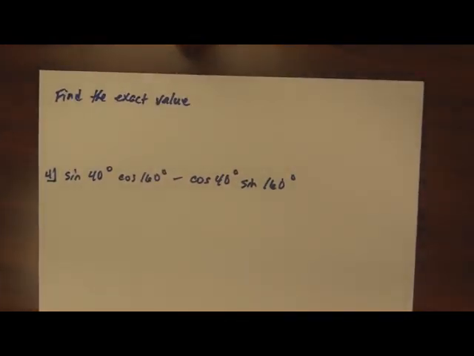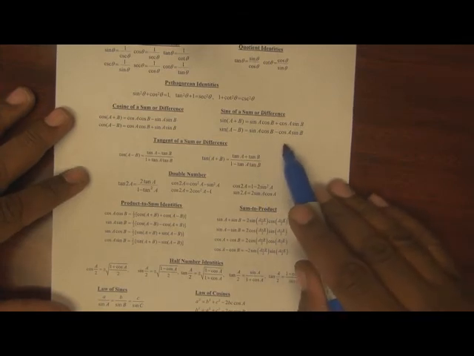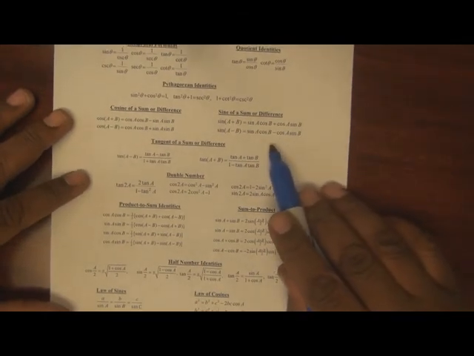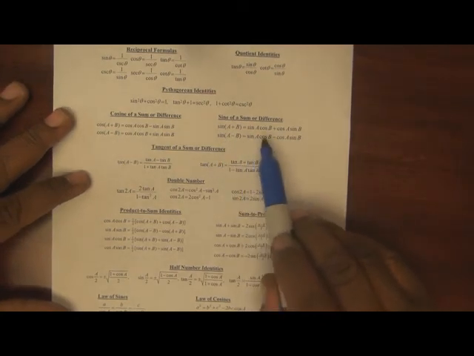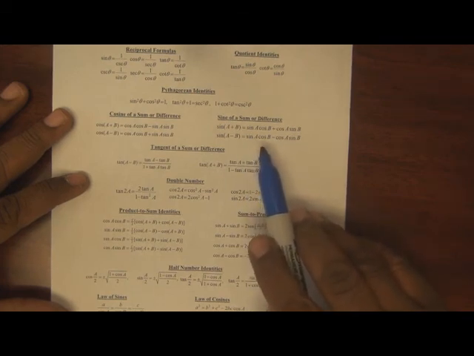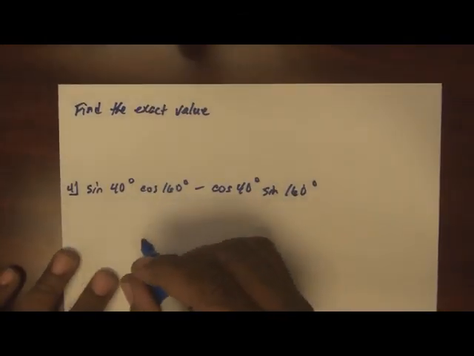In this example, we're asked to find the exact value for the sine of 40 times the cosine of 160 minus the cosine of 40 times the sine of 160. If we take a look at our sum and difference formulas, we want a formula that has a sine cosine minus a cosine sine pattern. And I found that in this difference of sine formula. You want to keep in mind these formulas, as well as any other formulas, can be worked in reverse. I'll simply write that formula in reverse above my problem.